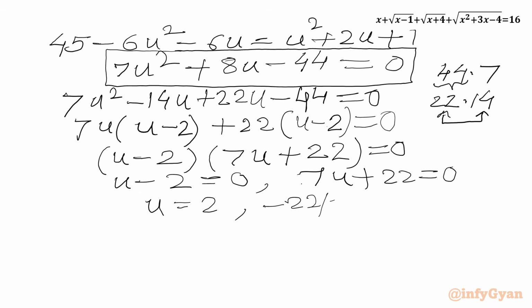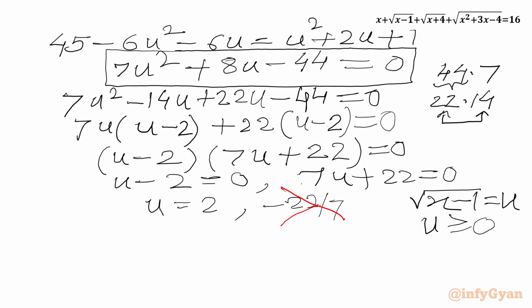Now u was our substitution, square root of x minus 1. This was equal to u. So u must be non-negative, should be greater than or equal to 0. So here we have one negative u value which we will reject as per our condition on u. So the accepted u would be u equal to 2.